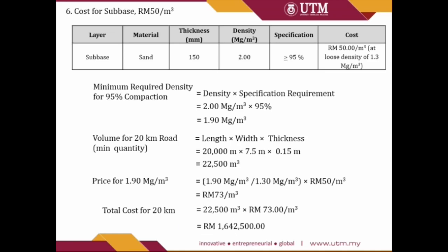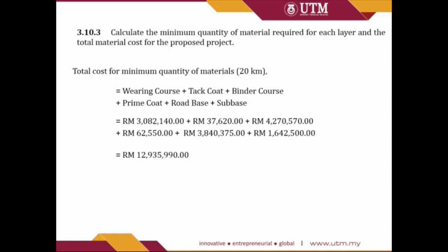Finally, total all the costs involved for the wearing course, binder course, coating, road base, and subbase layer. Based on this exercise, the total cost needed for the minimum quantity of material used is about 13 million. Okay, that's all for now.